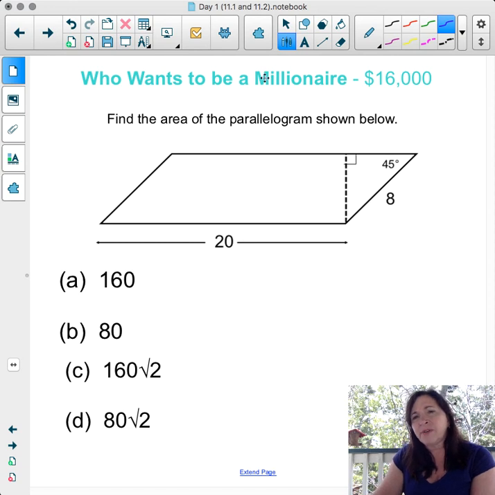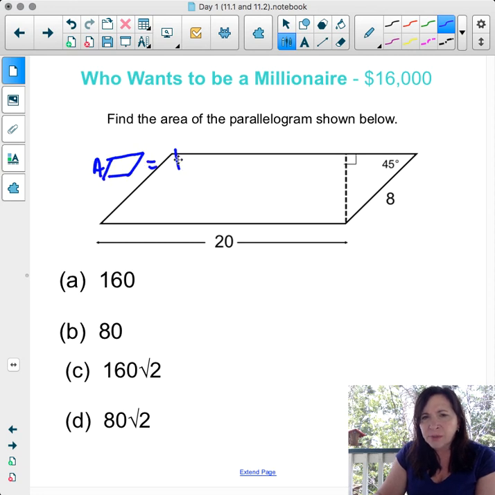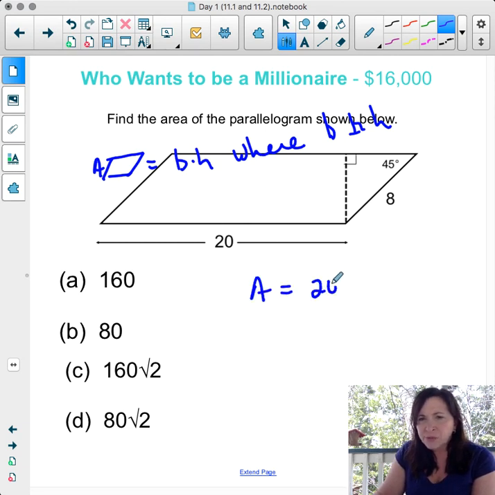For this one, we want to find the area of the parallelogram. Again, the area of a parallelogram, okay, is equal to the base times the height, where the base is perpendicular to the height. You can't forget that. So this is my base. My base is going to be 20. So my area of my parallelogram is 20 times my height, but I don't know what my height is. This value right here is my height.